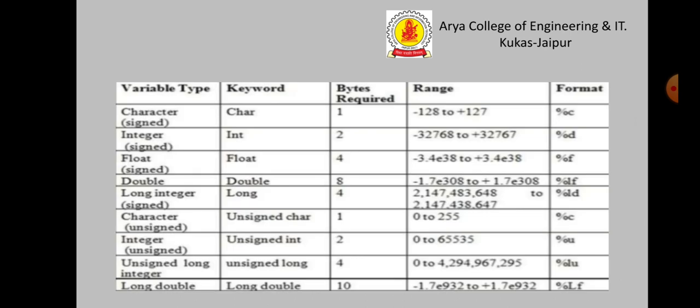Here in this table you can see the keywords, bytes required, range and the format of each variable type. For the character, the keyword you use is char, bytes required is 1, range is -128 to 127, and the format specifier is %c. The format specifier is used to display or scan the variable.